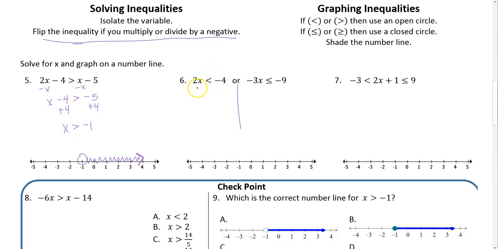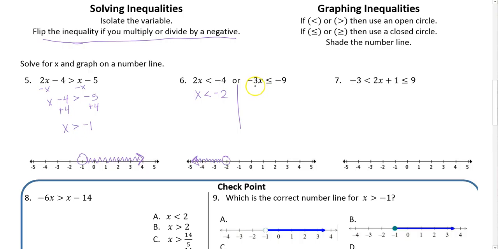To solve the first inequality, we will divide both sides by 2, and we get x is less than -2. When we graph that, it will have an open circle on -2 because it's just less than. We want the numbers that are smaller, so we will shade the number line to the left.